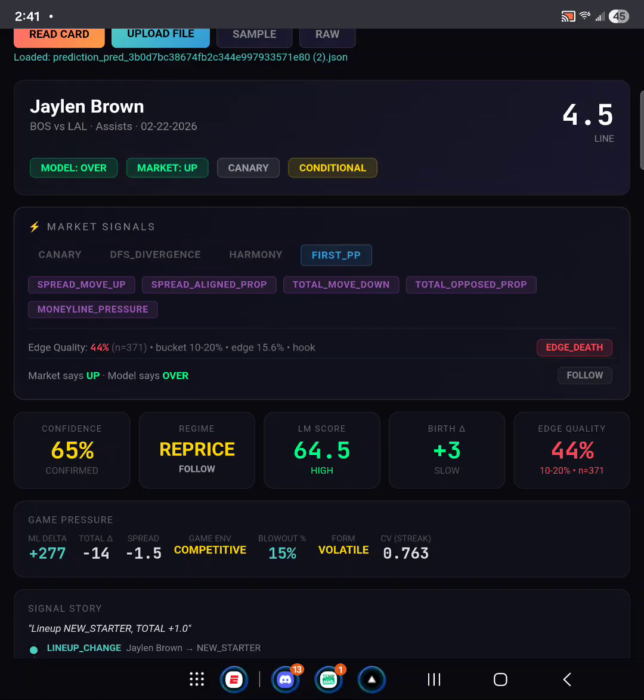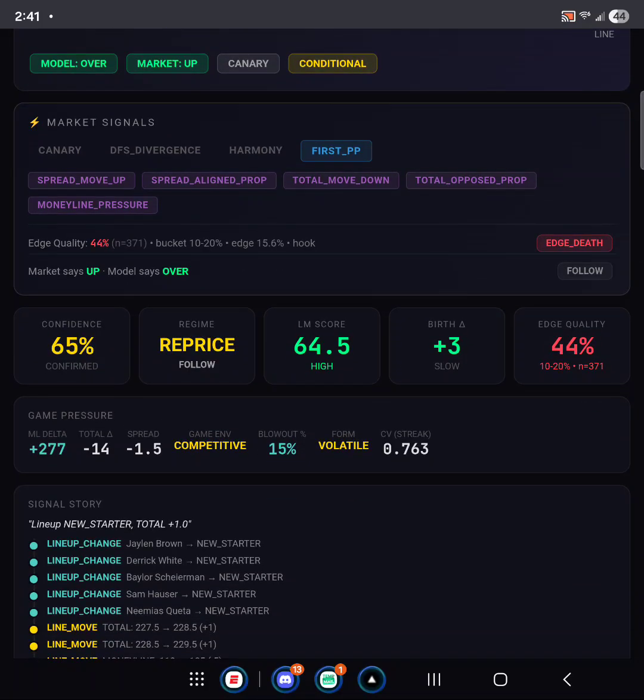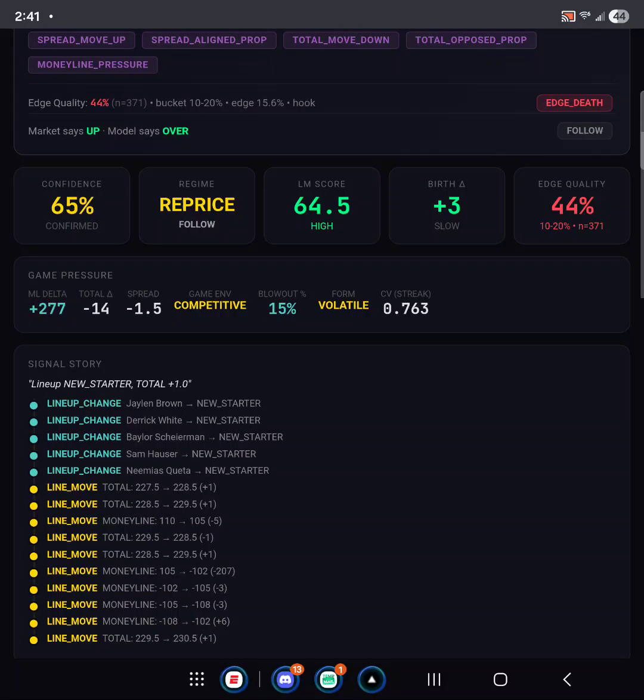And then money line pressure, meaning that the money line affected the prop as well. So it might have been in favor of Boston, or against Boston, who knows? I don't know exactly what happened yesterday. But this is able to tell you right here, this plus 277 delta. And if you don't know what any of these terms are, like I said, you can download this file, take it to AI, and be like, hey, the guy said ML delta is this, what can you tell me about this? Total delta is negative 14, tell me about this.